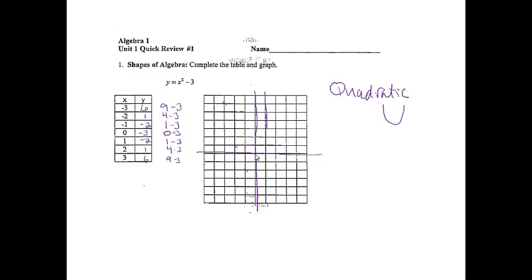And then 0, negative 3, which means stay put, and go down 3. And then go to the right 1 and down 2. And then I'm going to go to the right 2 and up 1. And then I'm going to go to the right 3 and up 6. Okay, and hopefully you can see that I did get a U shape, so now I'm just going to go ahead and connect it. And voila, there we go. I got the U shape like I was supposed to.